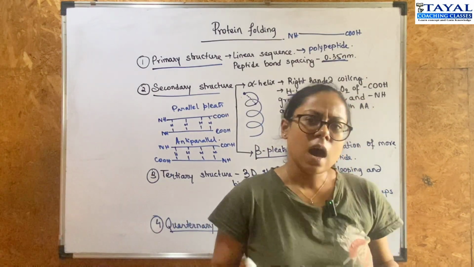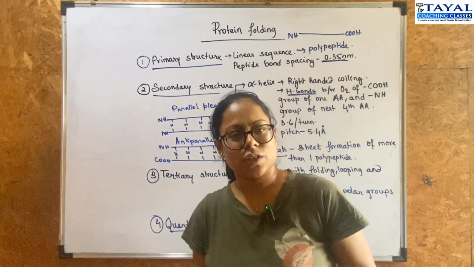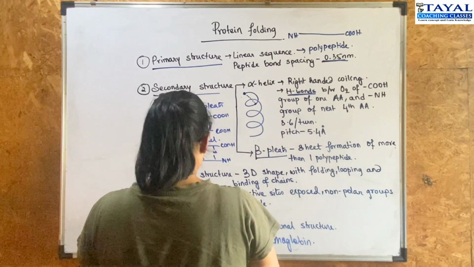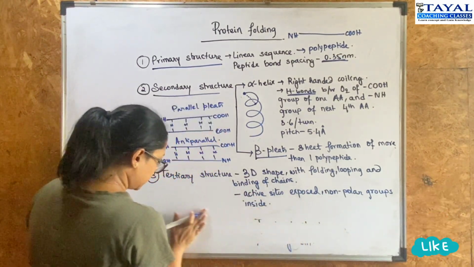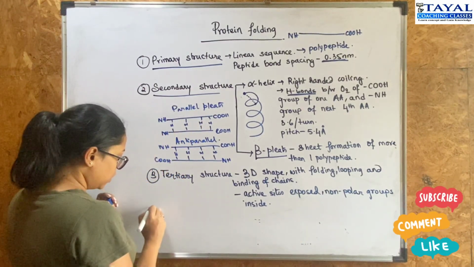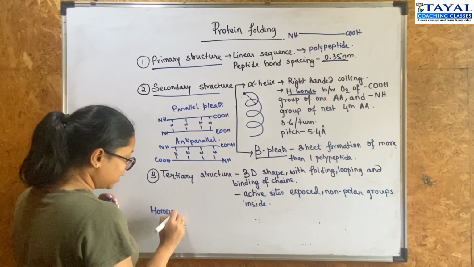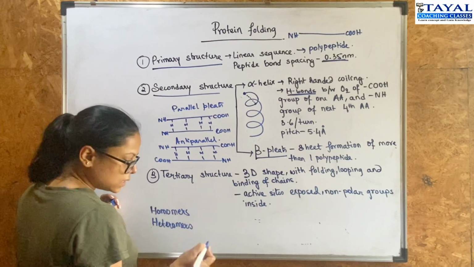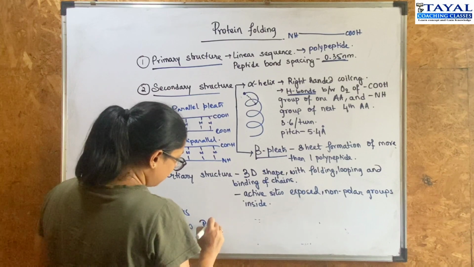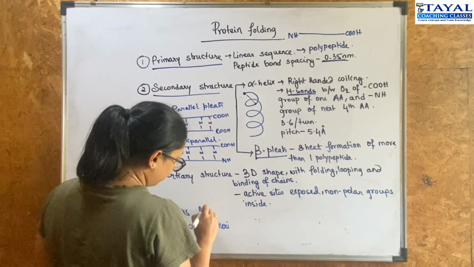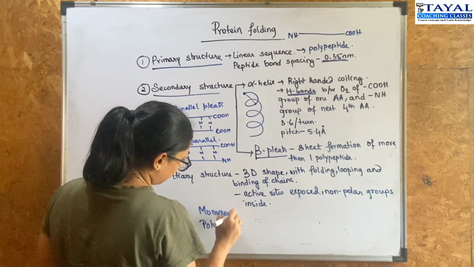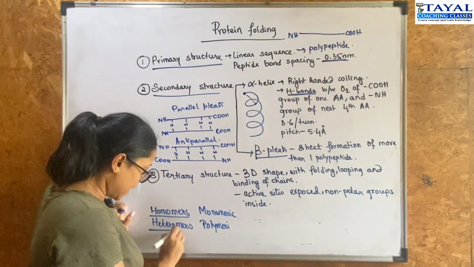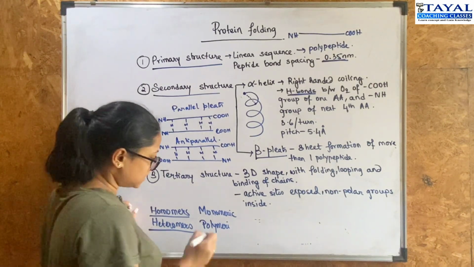Now, depending on how many and what kinds of polypeptide chains are present, proteins can be further classified. Proteins can be classified into homomers and heteromers, monomeric or polymeric. So homomers, same kind of polypeptide chains. Heteromers, different kinds of polypeptide units.